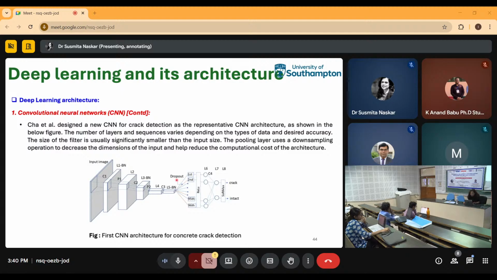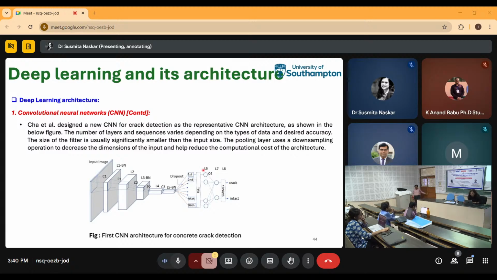Once the dropout layers are done, the next one is the fully connected layer. After feature extraction and downsampling are done, the flattened features are fed into the fully connected layers, which, as you can see, are called L6, L7 and L8. They are very similar to the traditional neural networks we see nowadays.